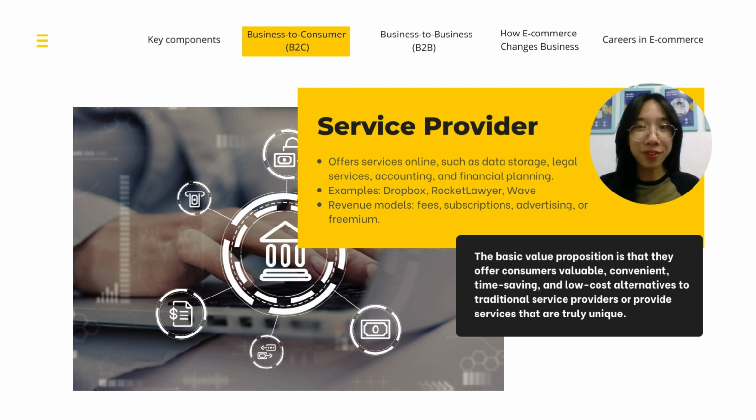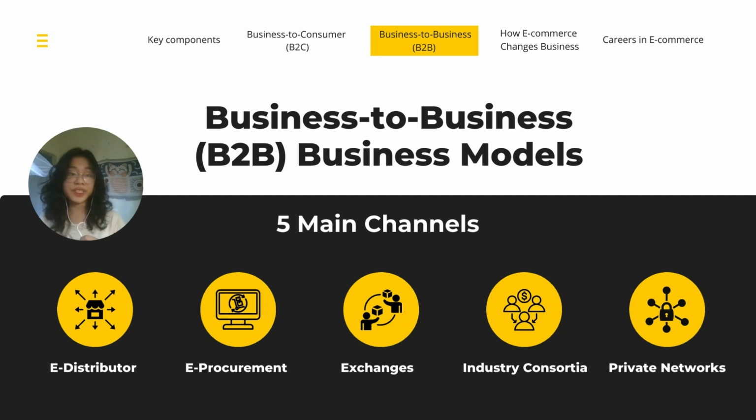Lastly, let's not overlook the service providers who bring convenience and expertise to our digital lives. Companies like Dropbox offer cloud storage, while others like LegalZoom provide legal services, and TurboTax simplifies our tax preparation. These services offer valuable, convenient, time-saving, and cost-effective alternatives to our traditional providers, making them essential components of the B2C e-commerce landscape.